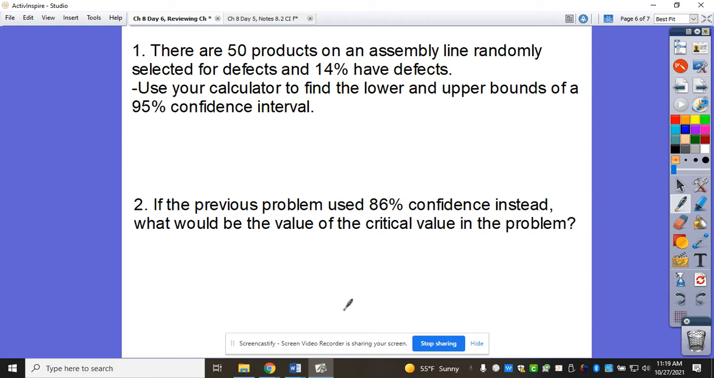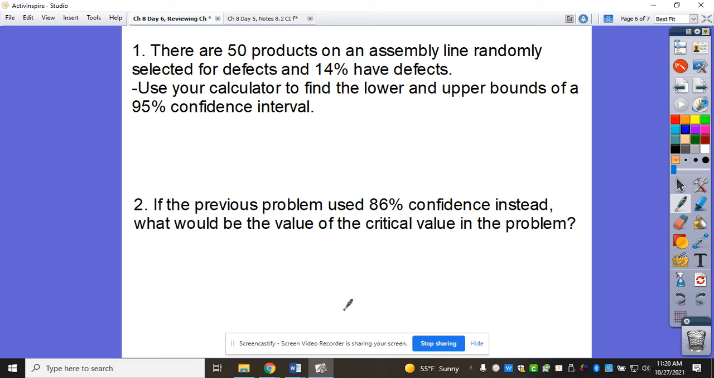Okay, so stat test, we're at A. We have three things that we have to put in here: X, N, and confidence level. What is our confidence level? 0.95. What is our N? 50. What is our X? How do you find X?